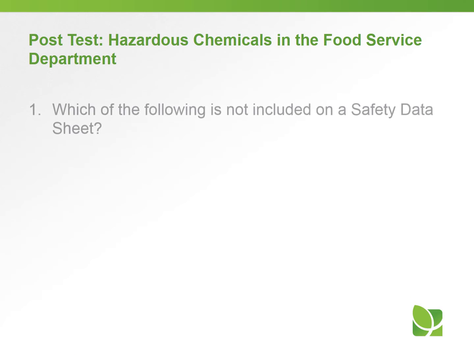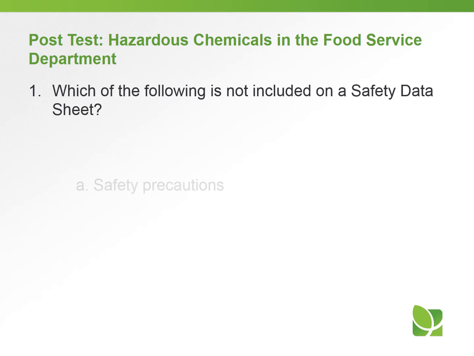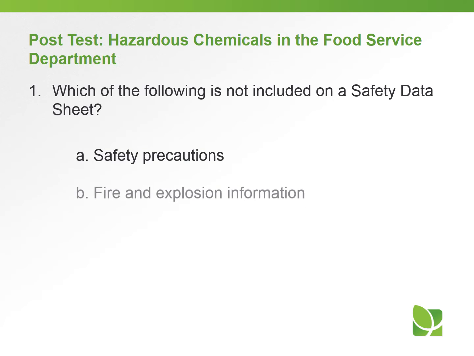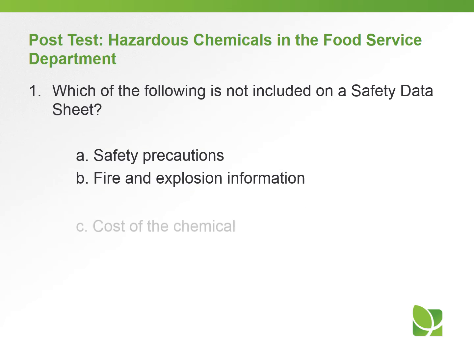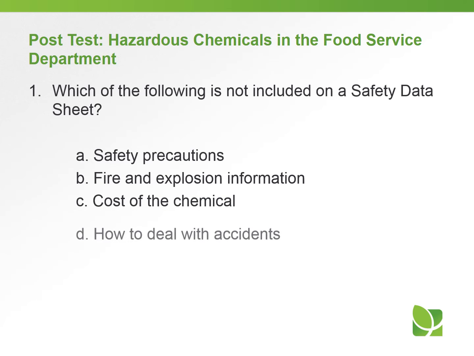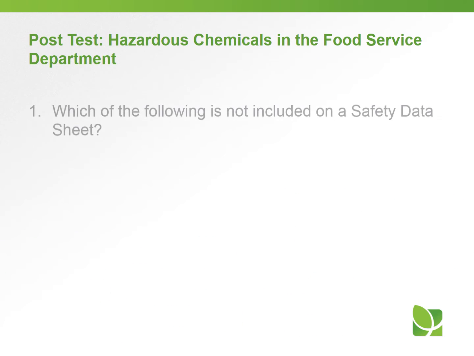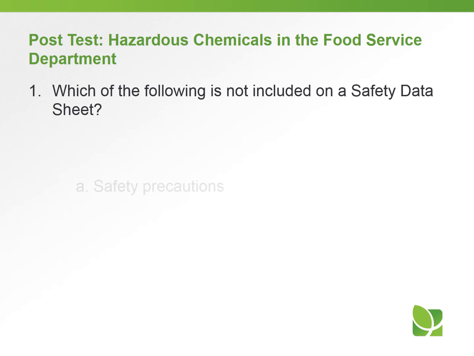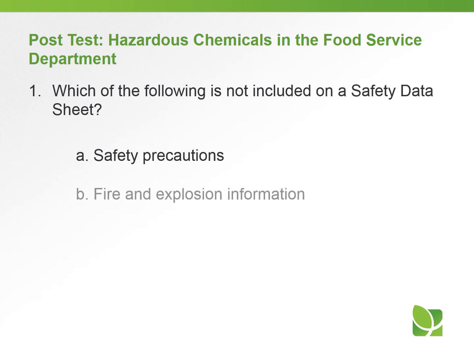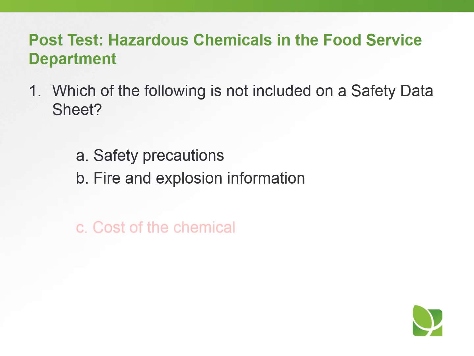Let's take a short quiz on hazardous chemicals. Number 1, which of the following is not included on a safety data sheet? A, safety precautions, B, fire and explosion information, C, cost of the chemical, or D, how to deal with accidents. And the answer to question number 1, which of the following is not included on a safety data sheet? And that would be C, cost of the chemical.